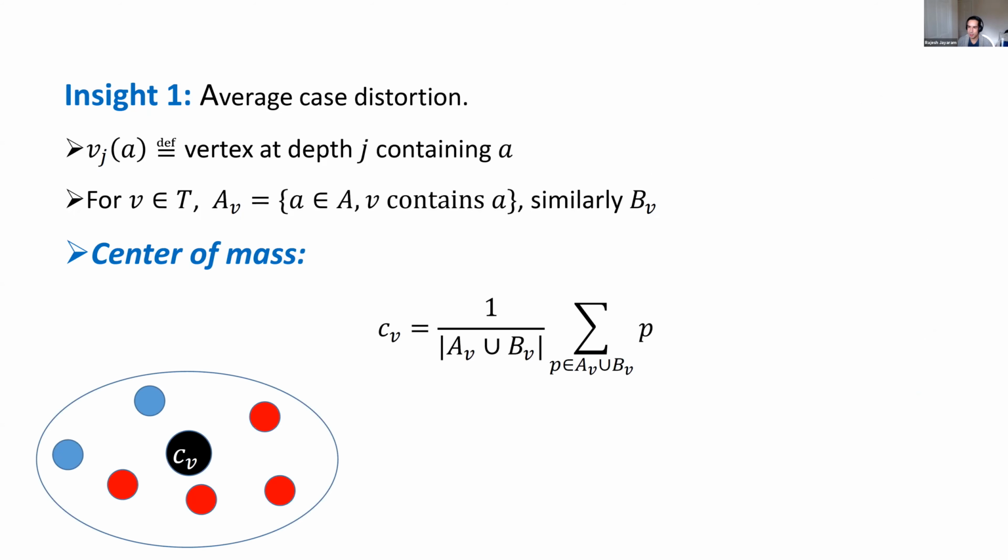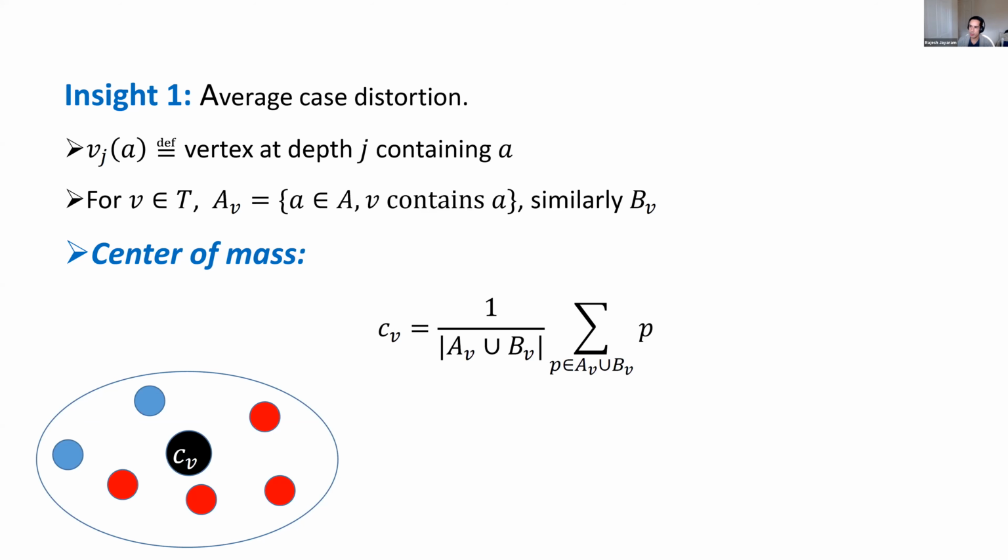Now I'm going to define the center of mass of a vertex. The center of mass is actually just the center of mass. If I have a vertex v in the quadtree, I have some set of points A sub v and B sub v which map to that vertex. So the union of A sub v and B sub v is all the points which went through that vertex. The center of mass of these points is just the sum of all the points divided by the number of points there are. It's actually just the average. In the picture, you have some circle here. These are all the points which map to some vertex. I have some in blue and some in red, and the center of mass is just somewhere right in the middle. It's the average.